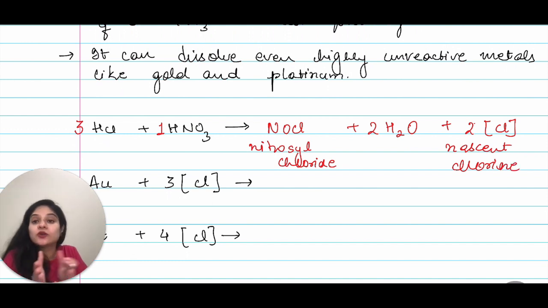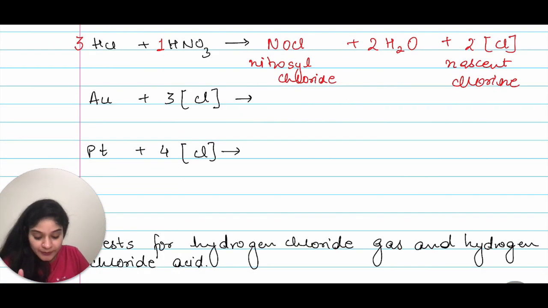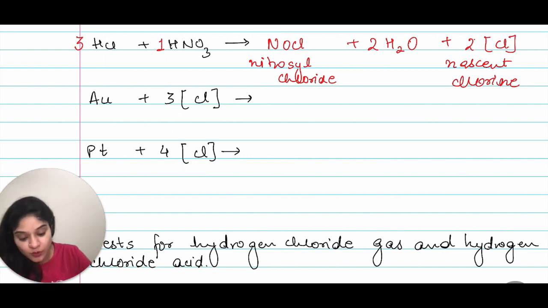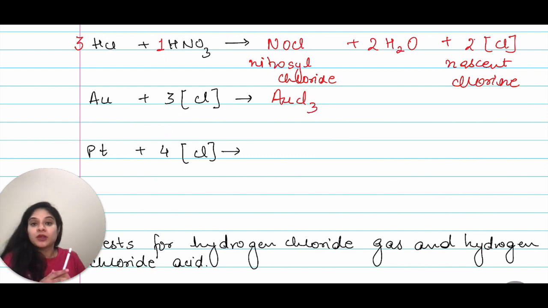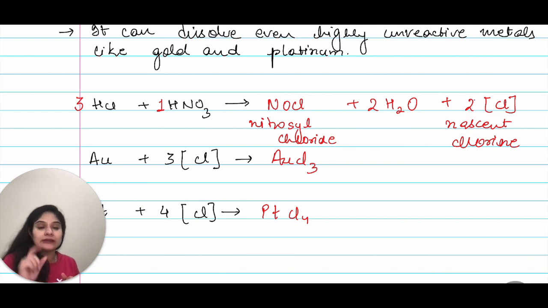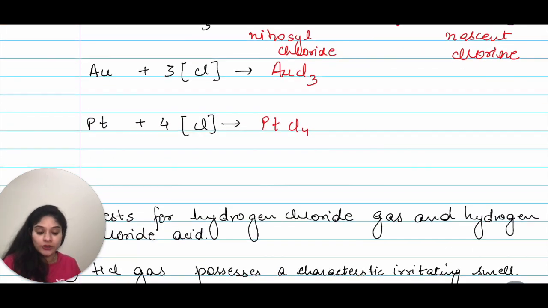This nascent chlorine will go ahead and combine with gold. So let's say you have Au plus 3 of nascent chlorine. This will give you AuCl3. Similarly with platinum, you will get PtCl4. This is gold chloride and platinum chloride. These are easily soluble. What is the function of aqua regia here? Aqua regia is providing us nascent chlorine. Nascent chlorine goes ahead and combines with our gold and platinum.